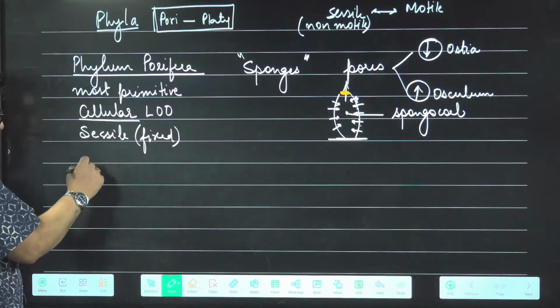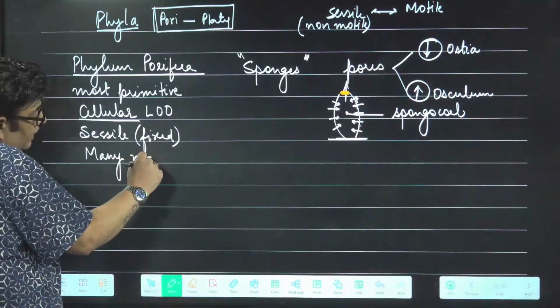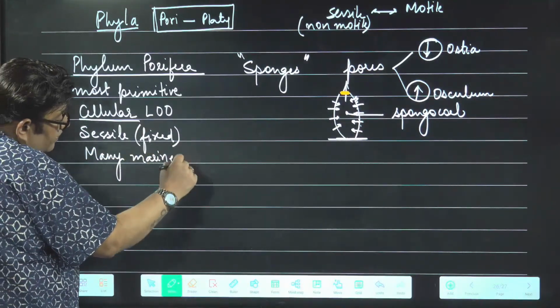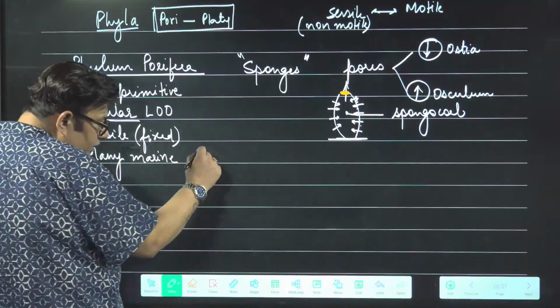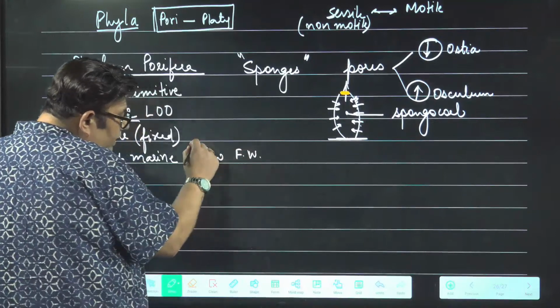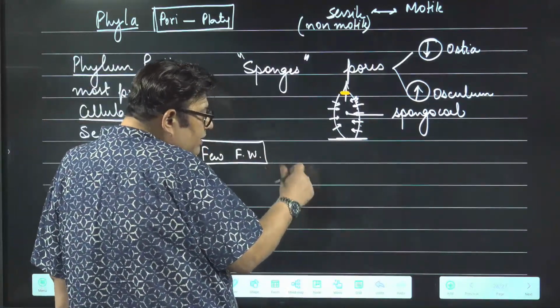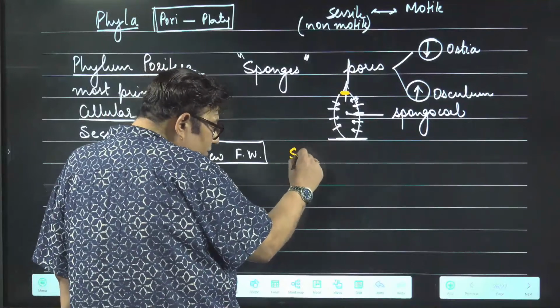Many of them are found in oceans. Many of them are marine. Very few are freshwater. In fact, scientists could remember only one common example which is freshwater, Spongilla.